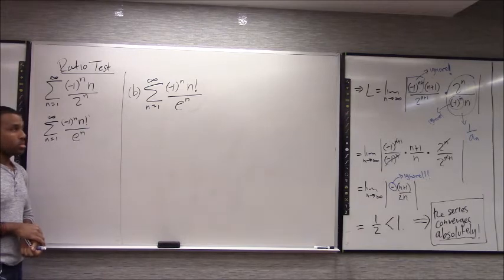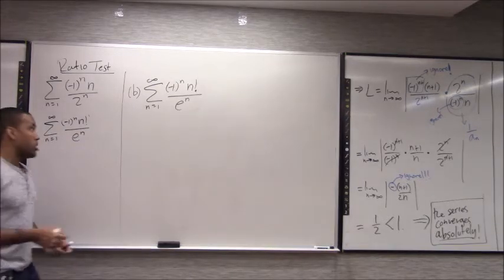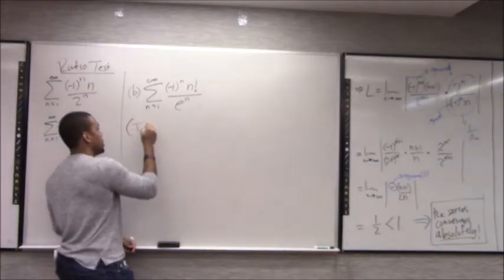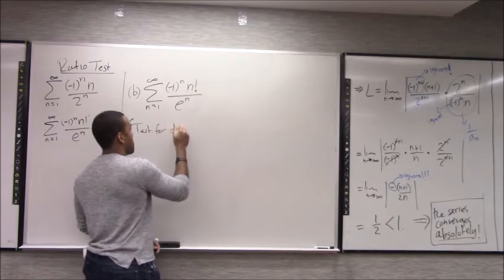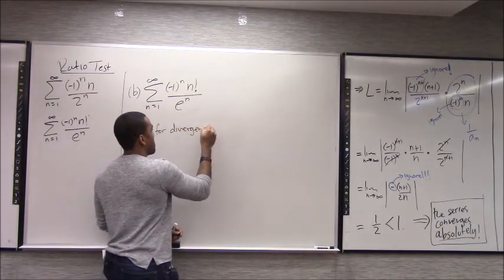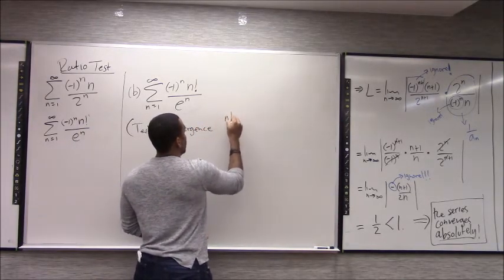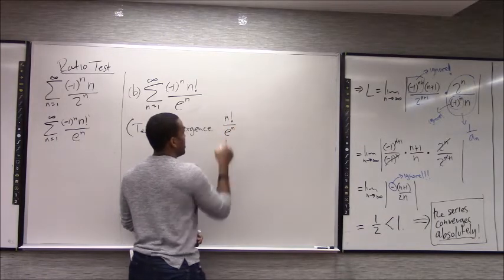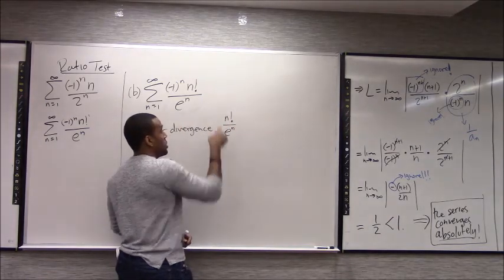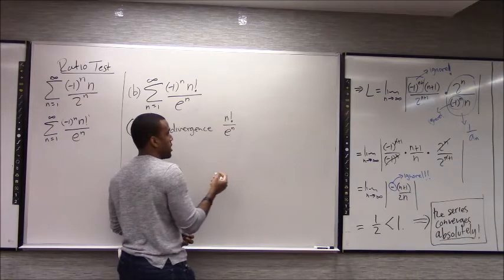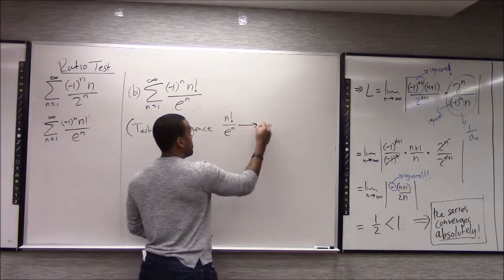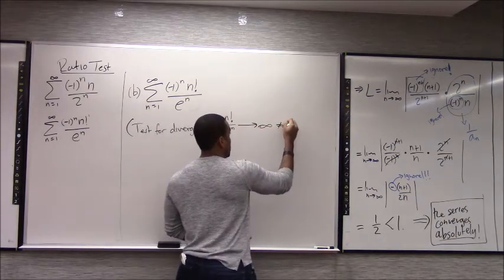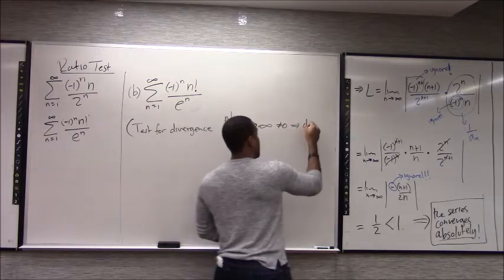Probably goes to infinity because factorials are really fast. Right. You'll notice here by test for divergence, if you look at n factorial over e to the n, that's a factorial versus an exponential. Factorials grow faster. This guy actually approaches infinity, which is not 0. So it actually diverges.